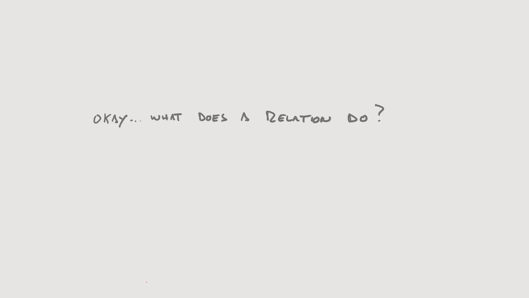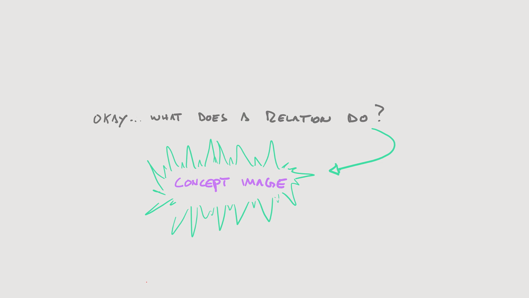Okay, so we know what a relation is, right? It's a set of ordered pairs. But if someone were to walk up to you on the street and say, hey, what's a relation do? Well, that's a different question, right? There's kind of two sides to the learning coin, if you will, when it comes to mathematical entities like this. One of them is a stipulated definition, set of ordered pairs. That's what a relation is. But the concept image can help us answer the question, what does a relation do?